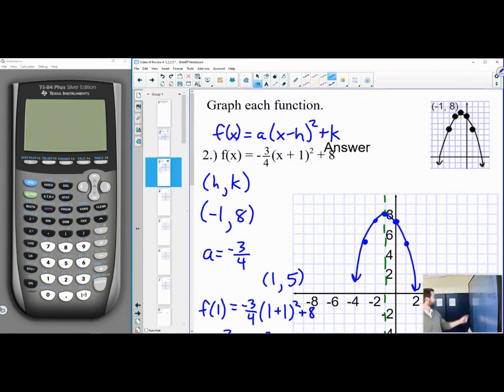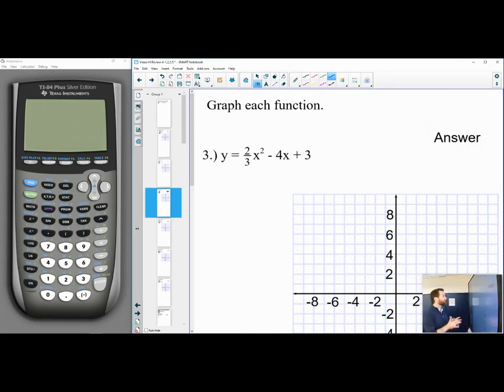Looks good to me. Let's take a look at number 3. Now, right off the bat, we can see the directions are the same. It says graph each function, but this is a very different type of problem than we saw in numbers 1 and 2. Numbers 1 and 2 were given to us in vertex form, but this equation is in standard form. So we have to remember that standard form is y equals ax squared plus bx plus c.